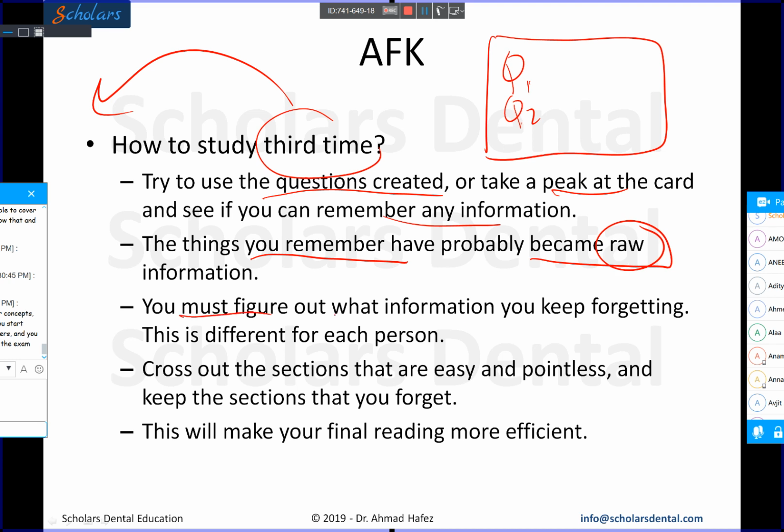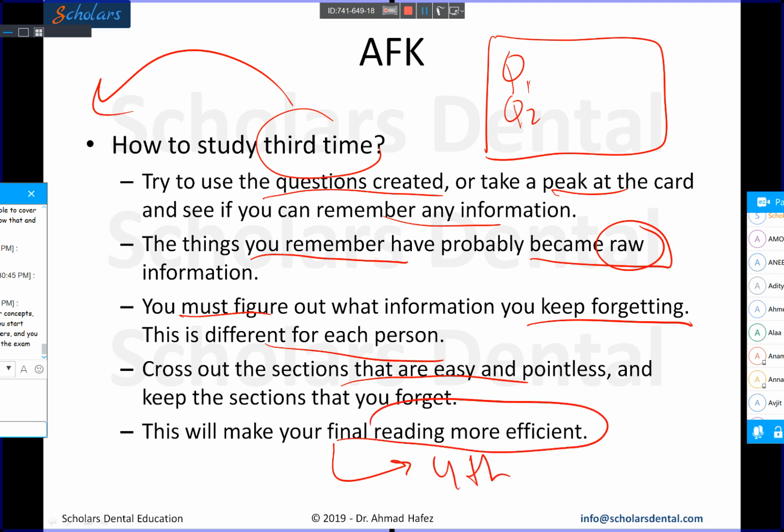So you have to figure out what information you keep forgetting and what information you remember. And this is different for each person. That way you cross out the sections that are easy for you. Because why read something that's easy for you? And this will make your fourth reading easy and more efficient.